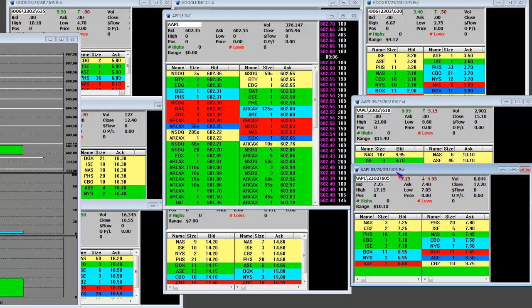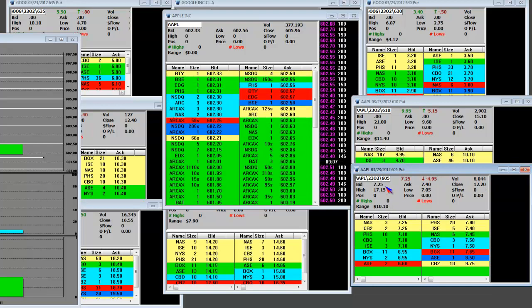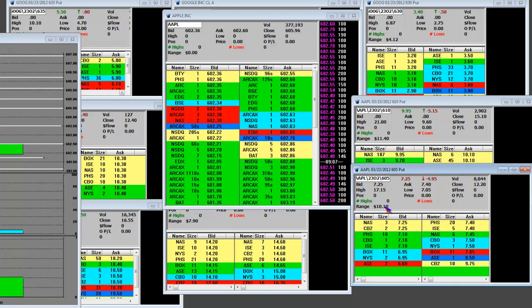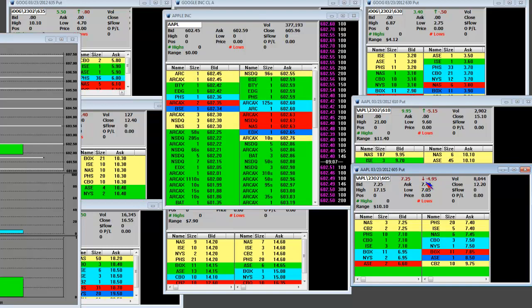And not only that, the 605 put, the high was 17.15, and once again 7.05 on that low. That other day's close was 12.20. There was still almost a $5 move right up to the high, and once again that range was $10, and the range belonged to you.